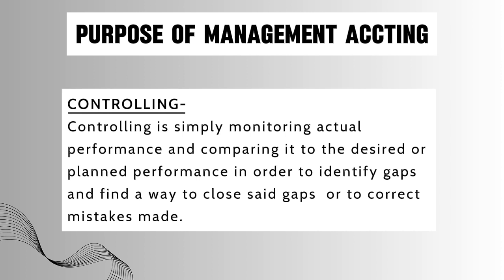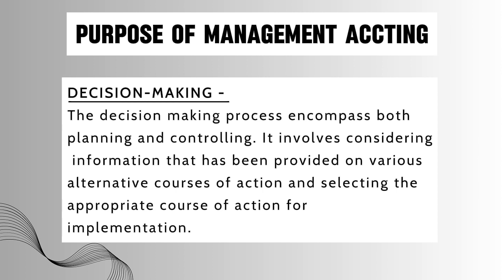And then we have decision making. Decision making process encompasses both planning and controlling. It involves considering information that has been provided on various alternative courses of action and selecting the appropriate course of action for implementation. Management accounting recognizes that managers need reliable information to compare the different courses of action available and understand what the consequences might be of choosing each of them. This is what management accounting is for: planning, controlling, and decision making.